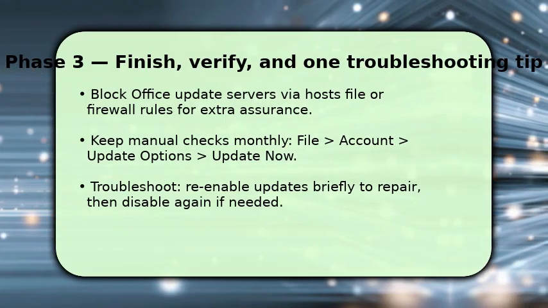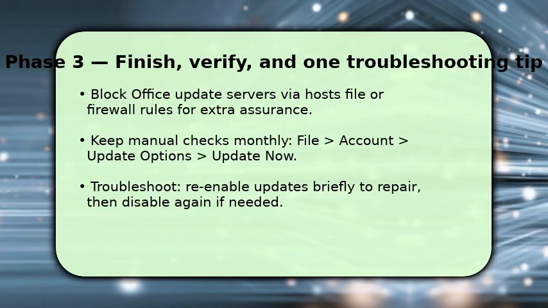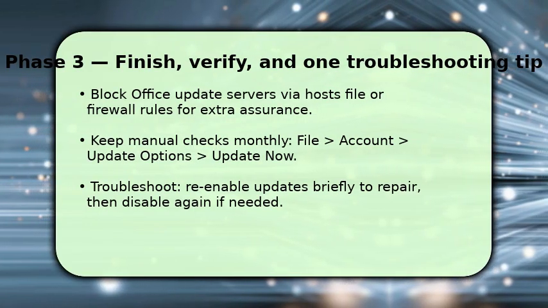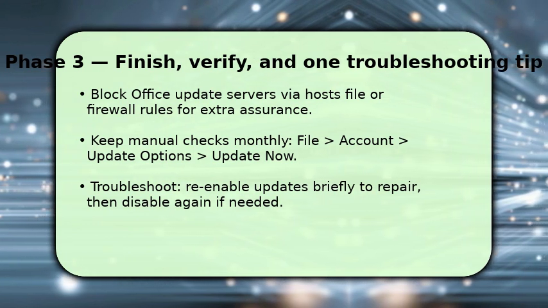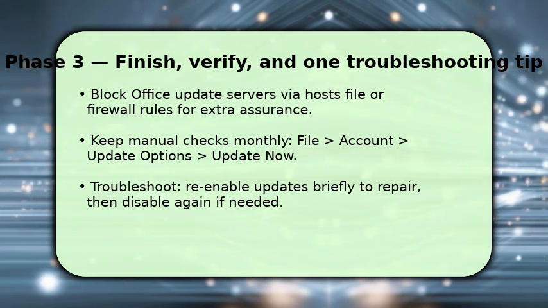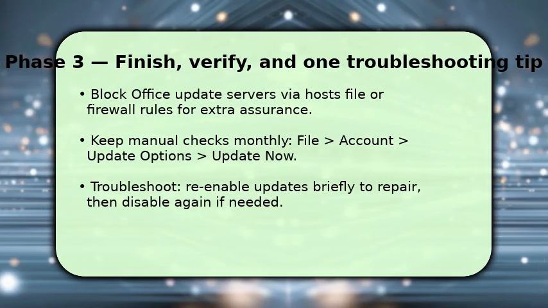File, Account, Update Options, Update Now to receive critical security fixes selectively. If Office misbehaves, re-enable updates temporarily to let it repair or update corrupted components. Then disable updates again once the issue is resolved. This quick toggle often fixes stubborn problems.